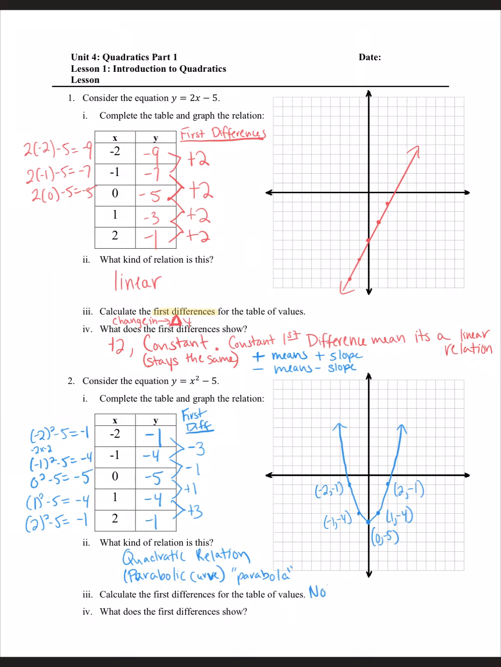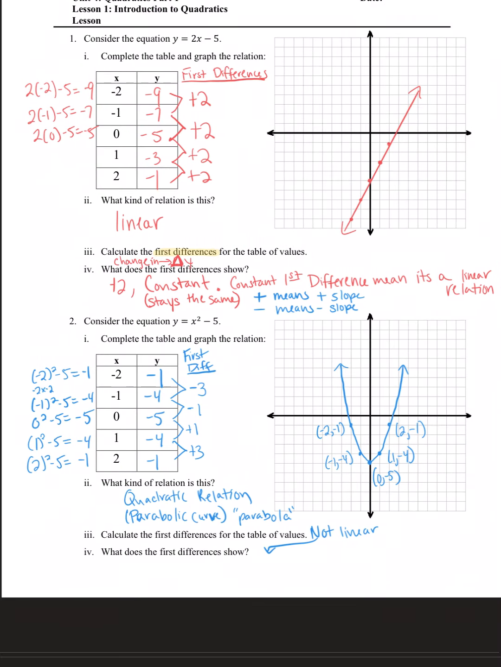So we can see that our first differences show us that it's not linear, because our first differences were not constant. So what does the first difference show us? That shows that it's not linear. Okay, we're going to now take a look at what our second differences look like, because we can just keep calculating our second differences. Okay, so I'm going to calculate my second differences.